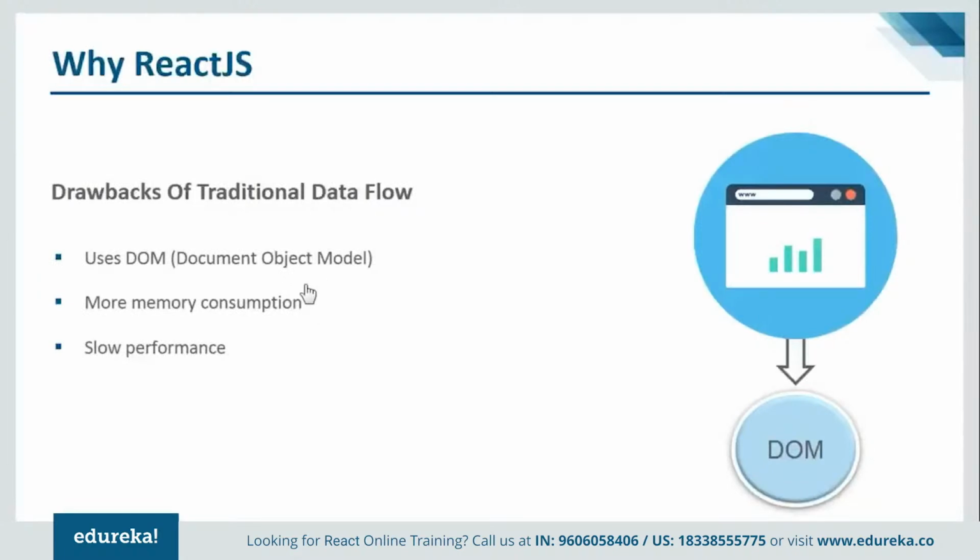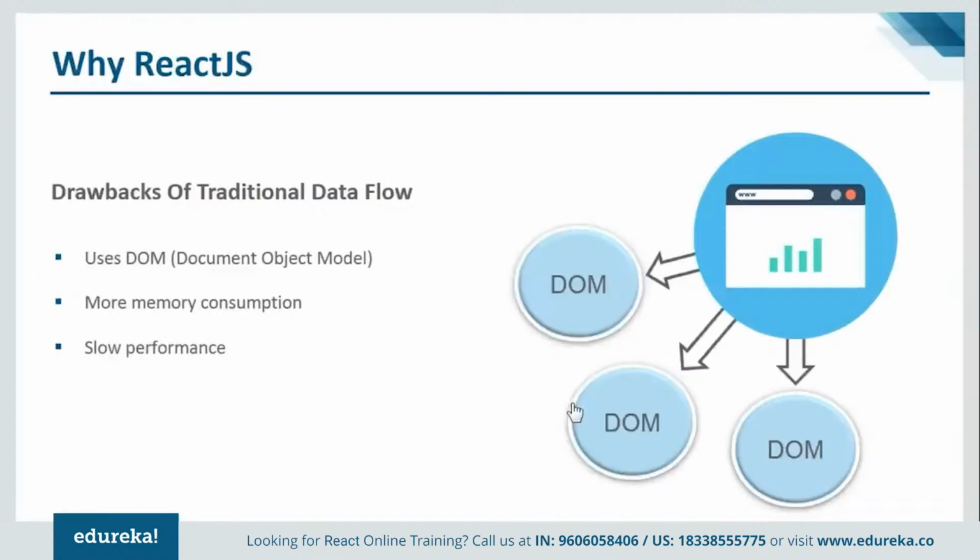Now what is a DOM? DOM stands for Document Object Model. It is an object that is created by the browser each time a web page is loaded. What this DOM did was, it can dynamically add or remove elements from a web page at the backend. But each time it did that, the browser had to create a new DOM object for the same web page. This led to more memory consumption, which ultimately made our application slow.